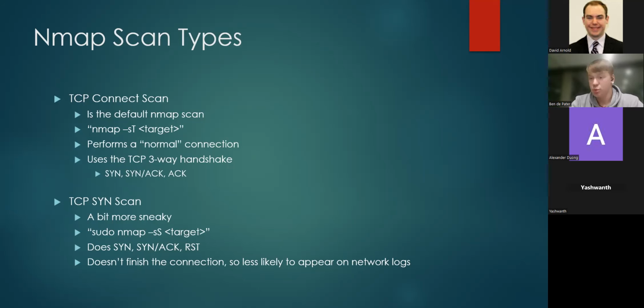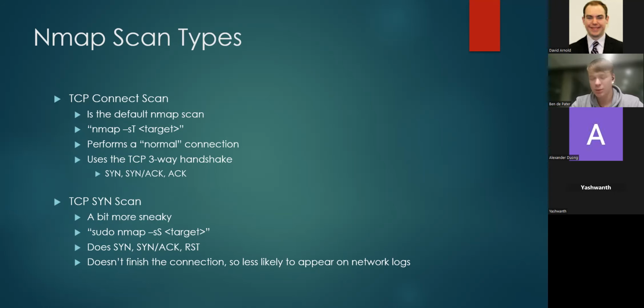There are UDP ports on computers. However, as far as I know, those are generally not used as much, and UDP scanning with Nmap takes a really long time, so it's really not used. So I'm just going over the TCP scans. The two main types of TCP scans are the TCP connect scan and the TCP SYN scan. The connect scan basically establishes a normal TCP connection, and through that uses what's called the TCP three-way handshake.